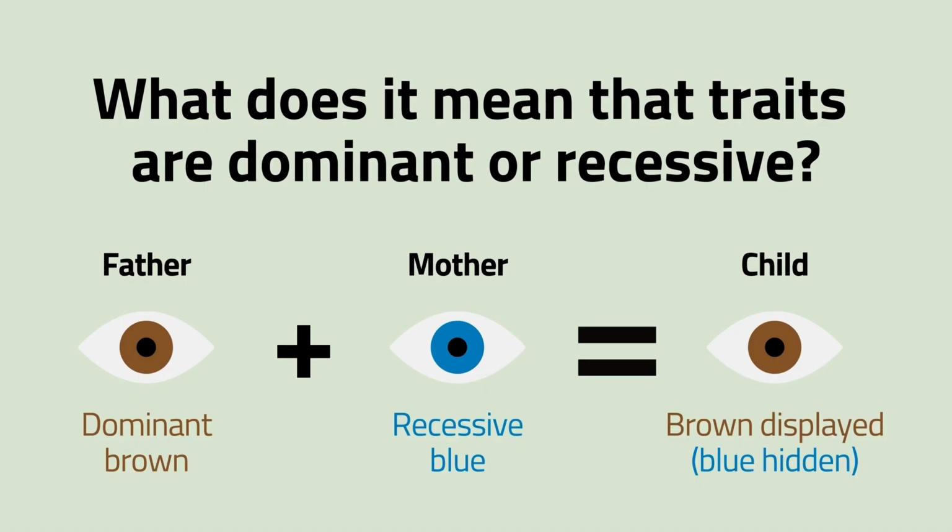What does it mean if traits are dominant or recessive? Many people believe that the word dominant in dominant traits means that it's very common, but this isn't actually true. What it means is that when the dominant gene is present, it will be expressed over the recessive gene. So a dominant gene could be very rare, but if it's there, it will be expressed.